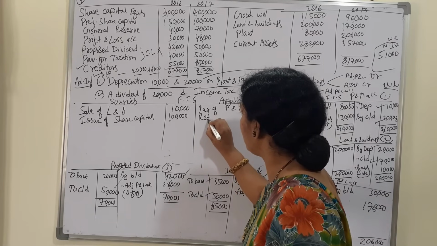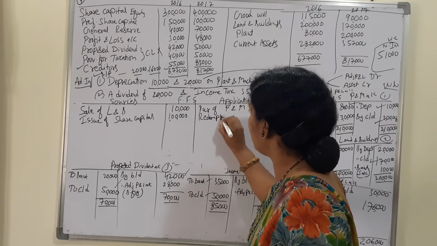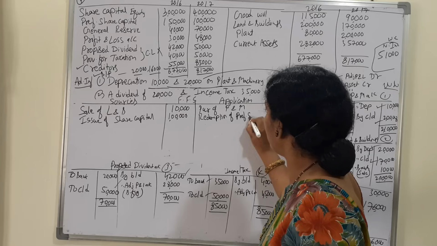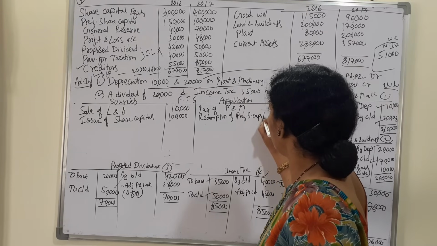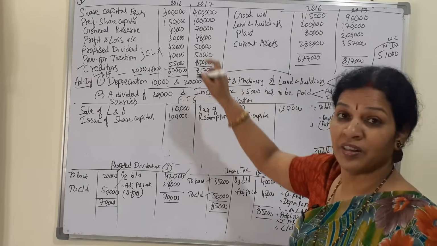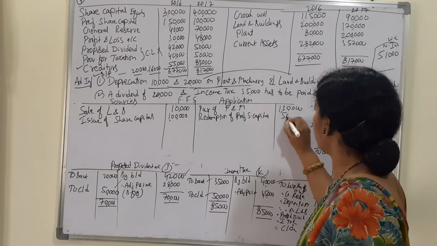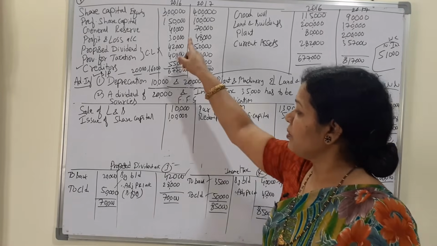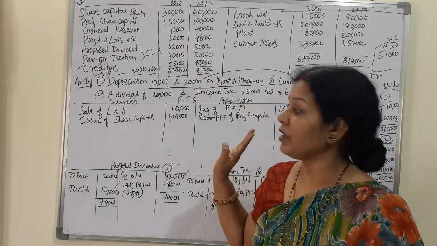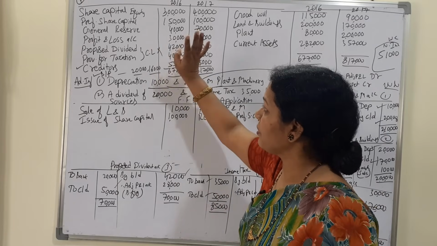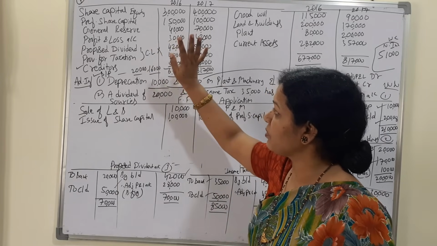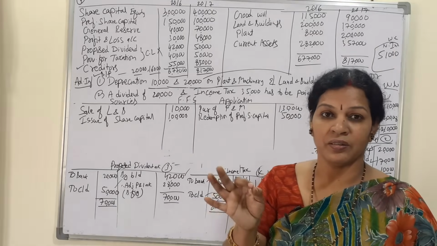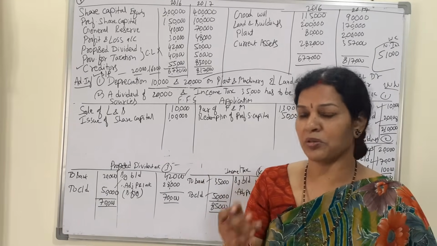Application. Redemption of preference share capital. How much are we redeeming? 50,000. General reserve is already taken into the adjusted P&L account. Profit and loss account also taken. Proposed dividend provision also taken. Creditors and bills payable are related to the current liability. That's already taken.